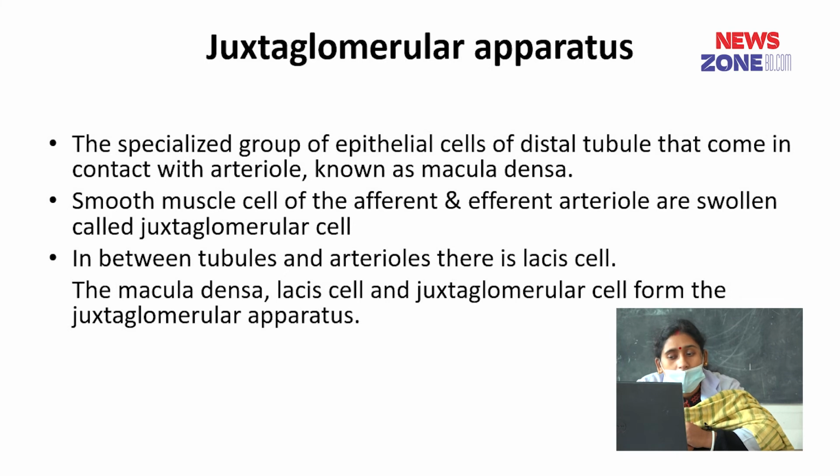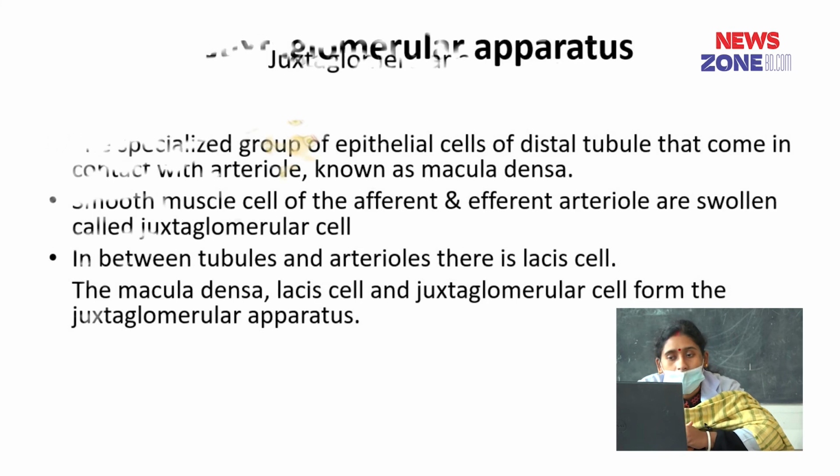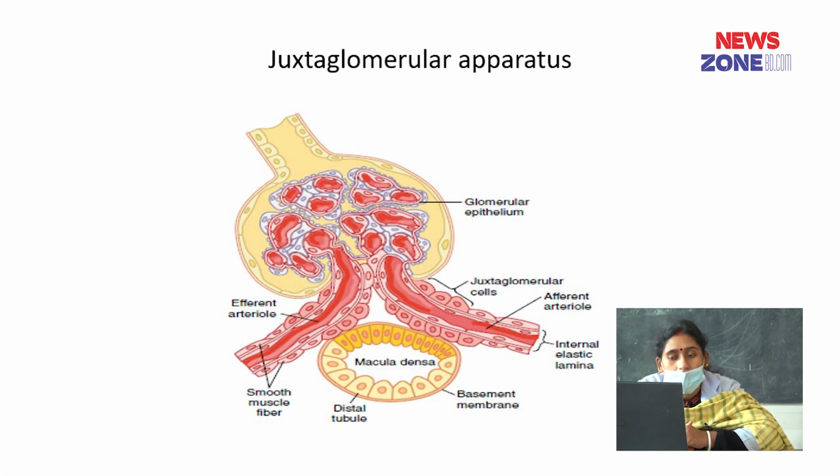Juxtaglomerular cells are smooth muscle cells of the afferent arteriole and efferent arteriole that are swollen. And what is Lacis cell? Lacis cells are situated in between the macula densa and juxtaglomerular cells. And these three types of cells combine to form the juxtaglomerular apparatus. The functions of the juxtaglomerular apparatus are that it helps in autoregulation of the renal blood flow and production of renin.